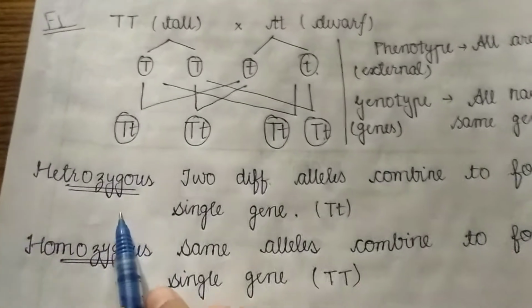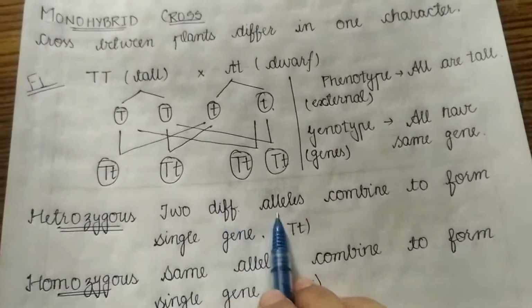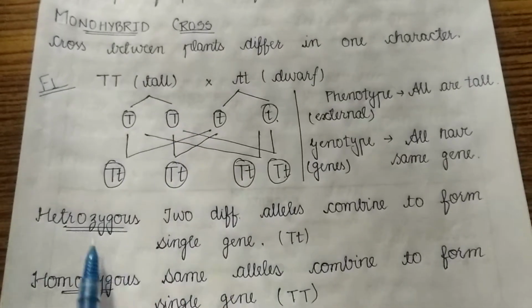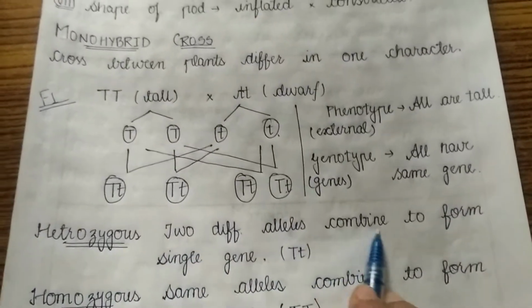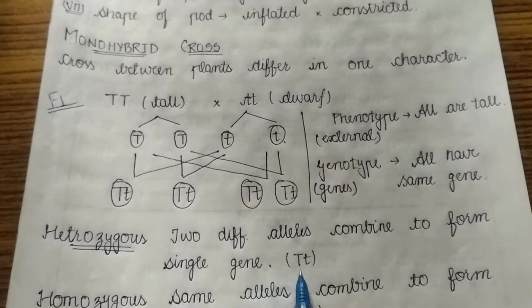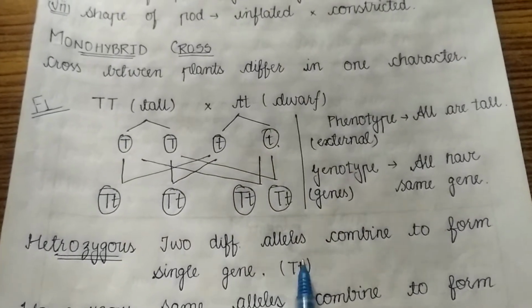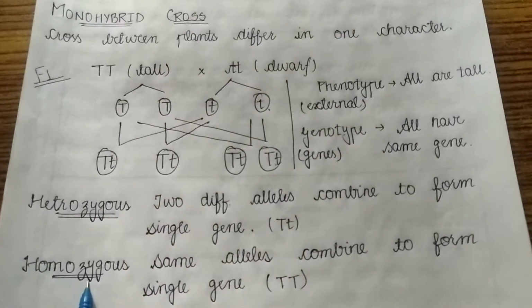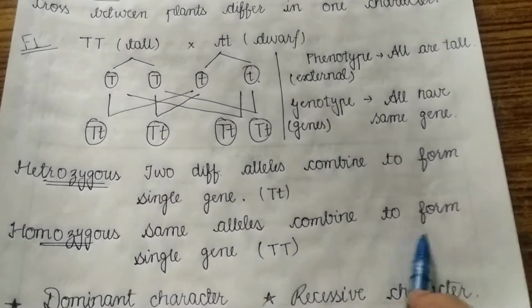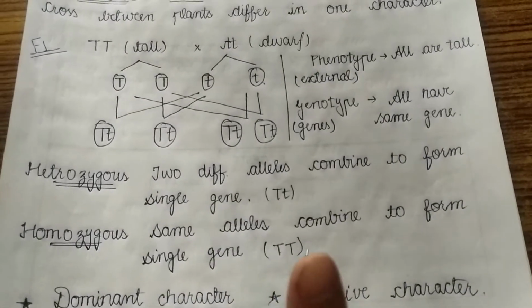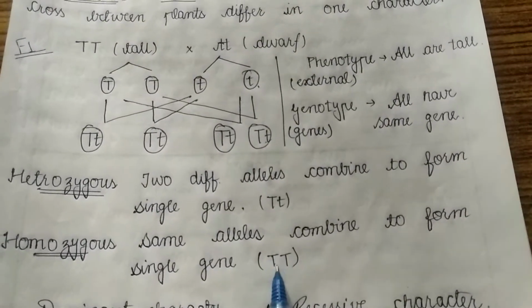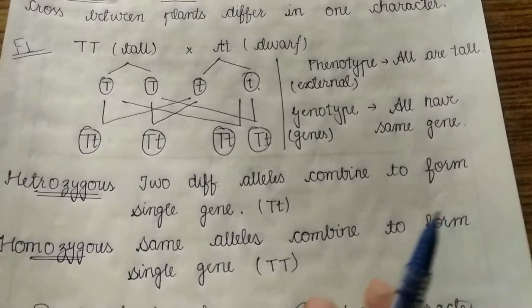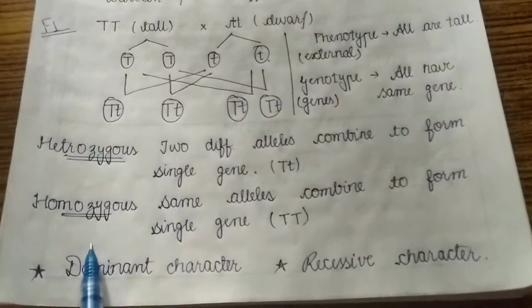Now we will see what is heterozygous. Heterozygous means two different alleles combined to form a single gene. Here two different alleles are there, capital T and small t. They both combine to form a single gene. Hence they are called heterozygous. Now we will see what is homozygous. Same alleles combine to form a single gene, means same type of alleles. So this is one allele capital T and another is also capital T. So they both are same and they have combined to form a single gene. Therefore they are called homozygous.